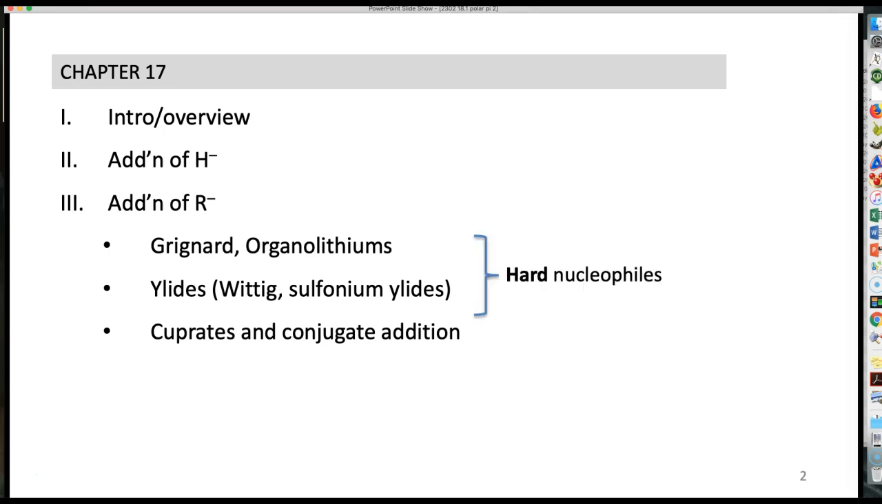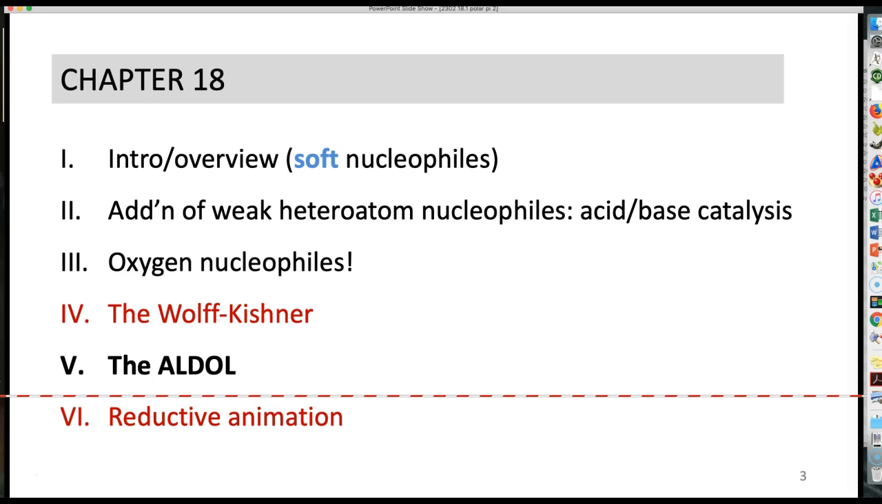Chapter 17 focused on the addition of really hard nucleophiles, Grignards and hydride reducing agents, to the carbonyl C=O double bond, and that invariably gave you direct addition right at that carbon. What we're going to see in Chapter 18 is the addition of soft nucleophiles that also add directly when there's only one choice. They add directly to the C=O, but the outcome is a little bit different. The first step in the mechanism is still the same. The outcome is slightly different depending upon the nucleophile.